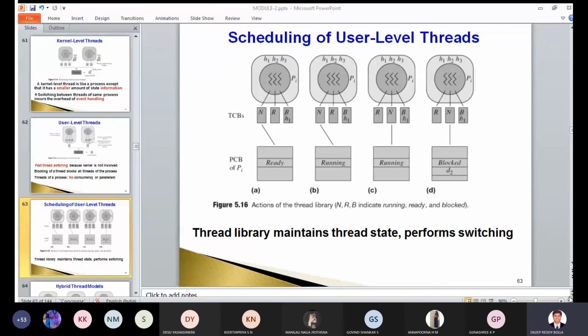First drawback is what? The kernel does not know too much information about it. Second thing is, the kernel is involved in scheduling, but we don't know what is happening, but it is scheduling. So the kernel is also involved. That is the second drawback. Third drawback is what? You cannot do anything in parallel in user level threads.